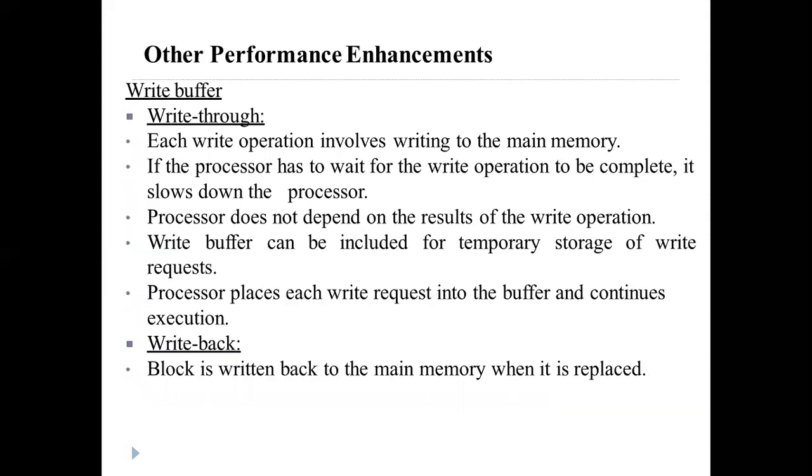As for other performance enhancements, there are different types, such as the write buffer and write through. Each write operation involves writing into the main memory. If the processor has to wait for the write operation to be completed, it slows down the processor. The processor does not depend on the result of the write operation, so a write buffer can be included for temporary storage of the write request. The processor places each write request in the buffer and continues execution, and in write back, the block is written back to the main memory when it is replaced.